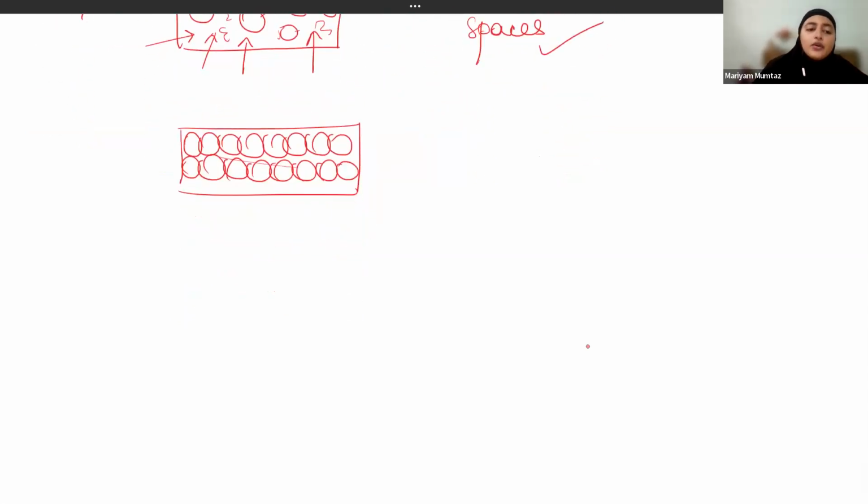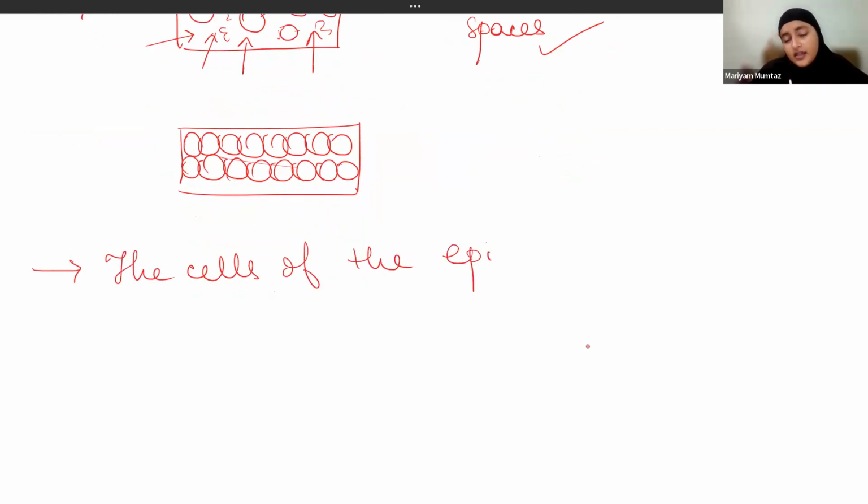Okay. Now, there is another thing you have to know about the epidermis. The cells of the epidermis are flat. They are usually flattened structures. Flattened cells are there. So the cells of the epidermis are flat. This is how they look like. So they are flat in structure. Is it clear? Yeah, it's clear.